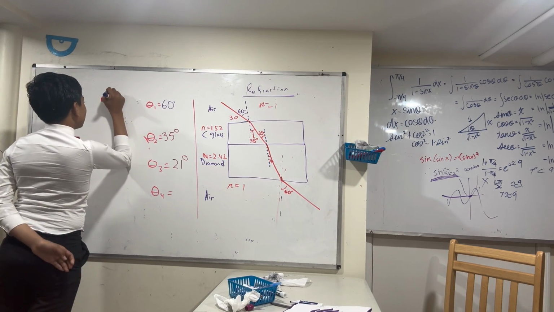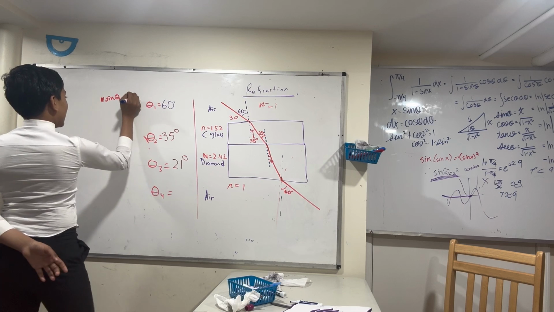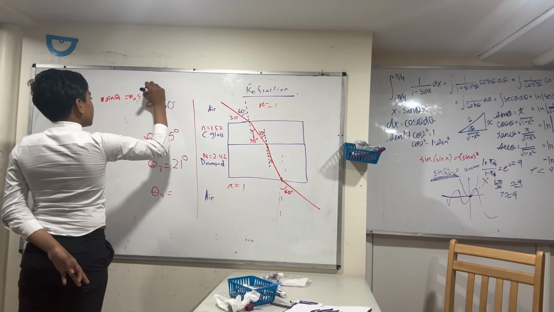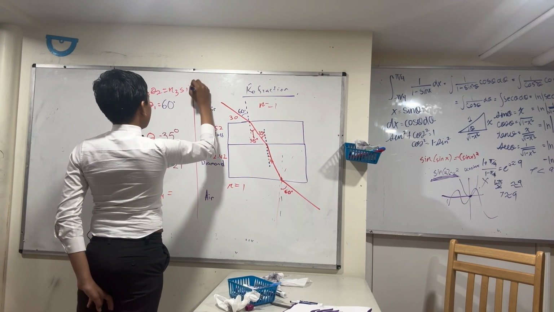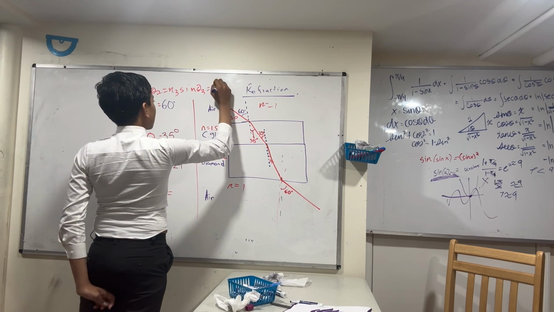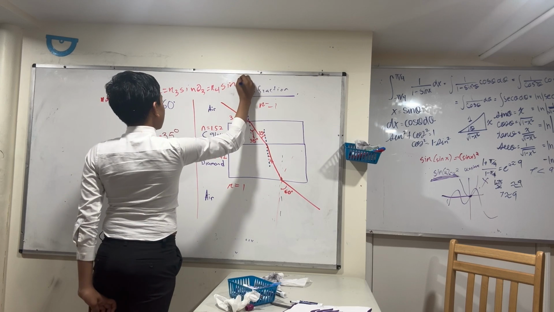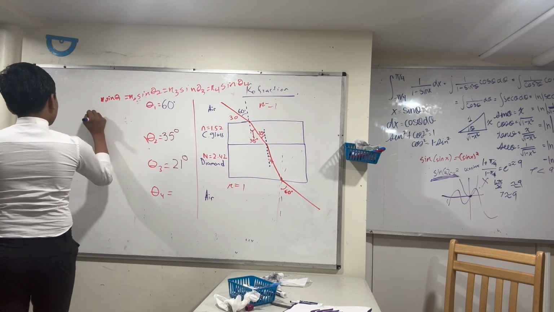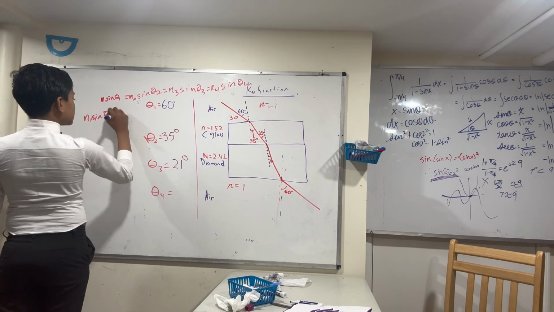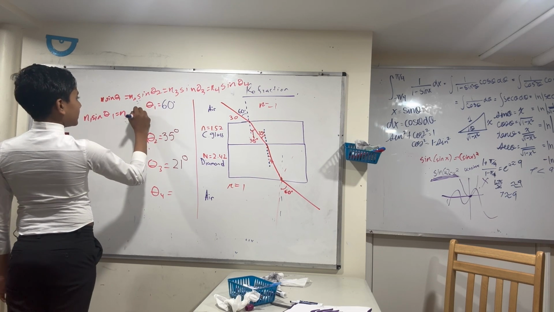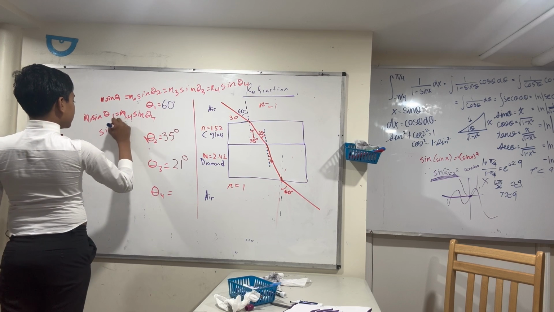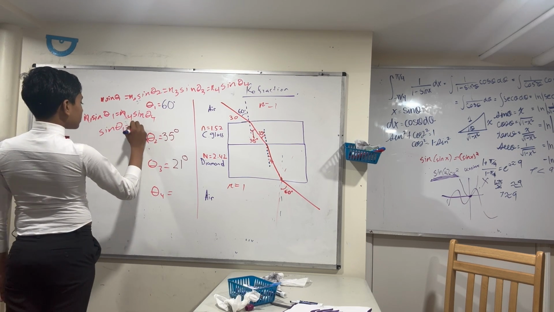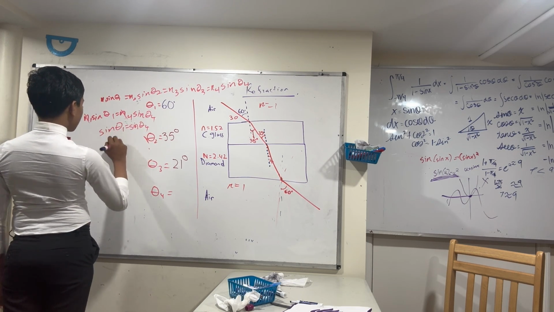N1 sine theta 1 equals N2 sine theta 2 equals N3 sine theta 3 equals N4 sine theta 4. And so that means that N1 sine theta 1 equals N4 sine theta 4. But wait a second, they're the same medium, so these cancel out. So then sine theta 1 equals sine theta 4, or in other words, theta 1 equals theta 4.